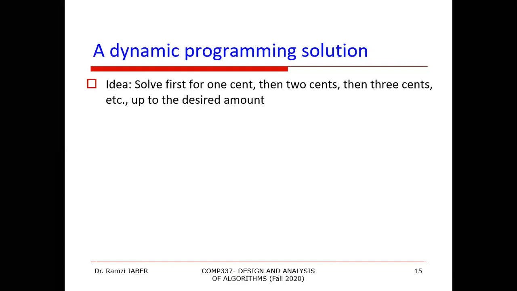Up to the desired amount. It is as if we are working it from down to up approach. Example, and save each answer in an array. We have here from down to up, and the value will be saved in the array.